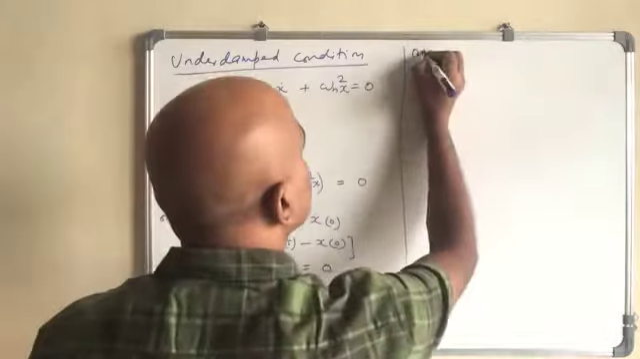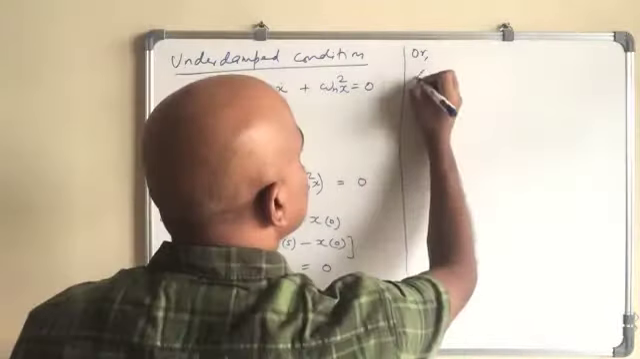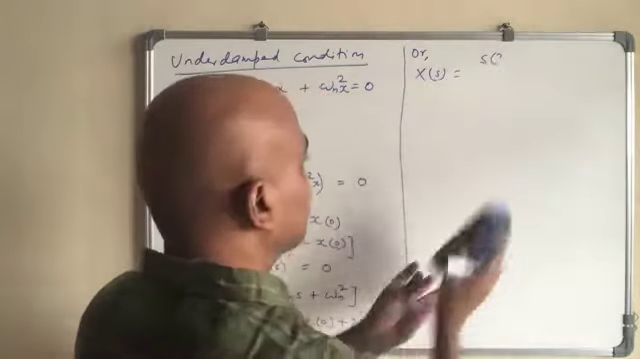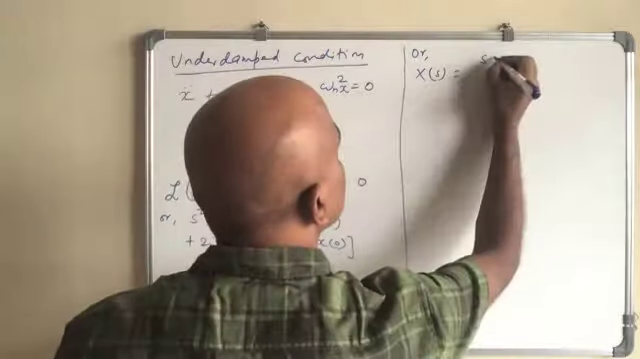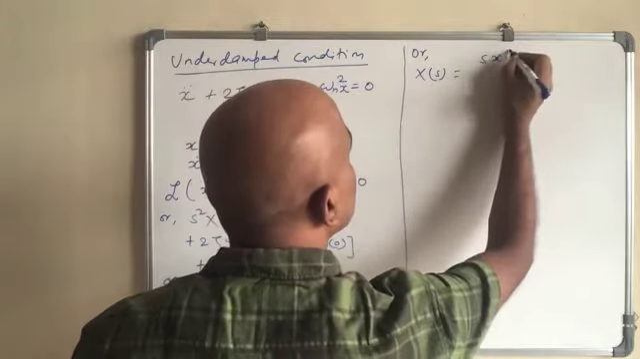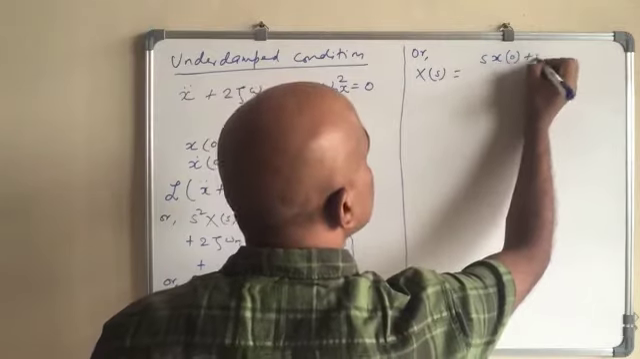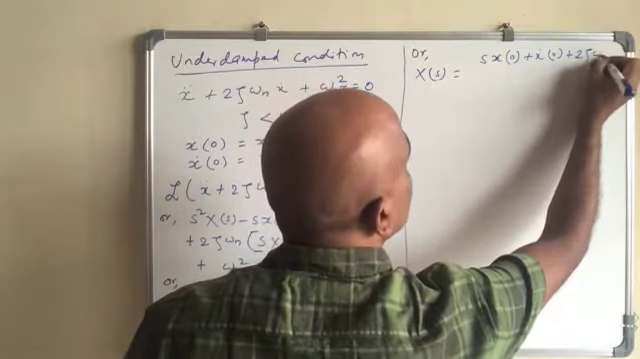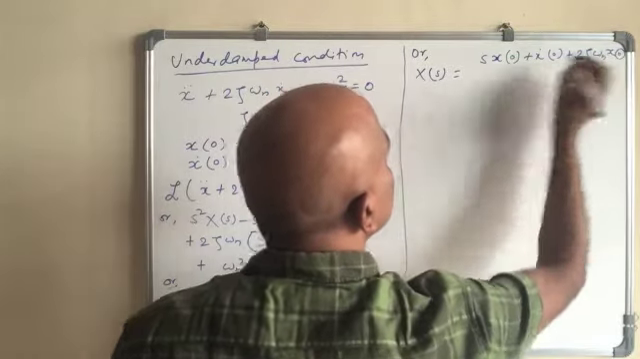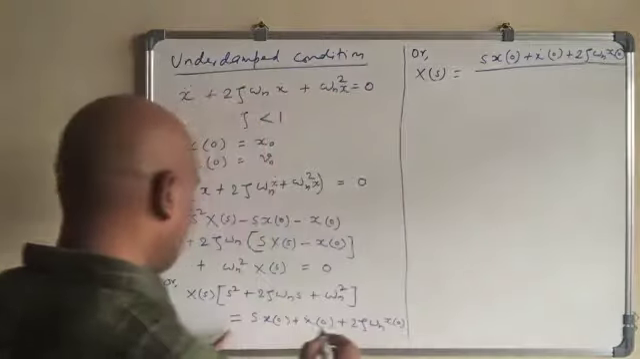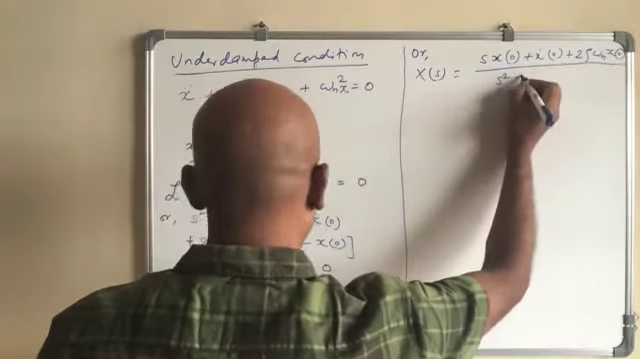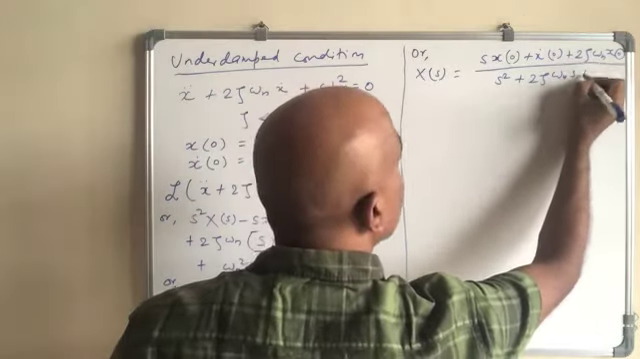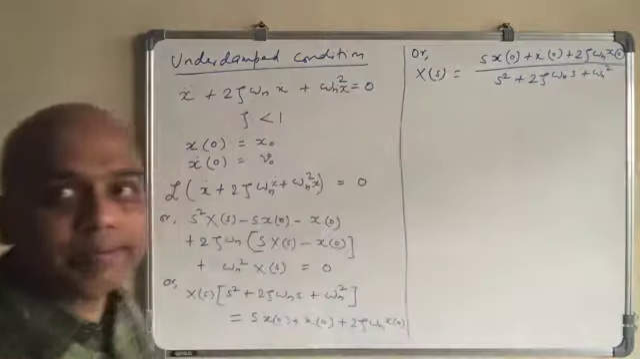So this we get. Okay. Now X(s) equals s x 0 plus x dot 0 plus 2 zeta omega n x at 0 divided by s square plus 2 zeta omega n s plus omega n square. Okay.